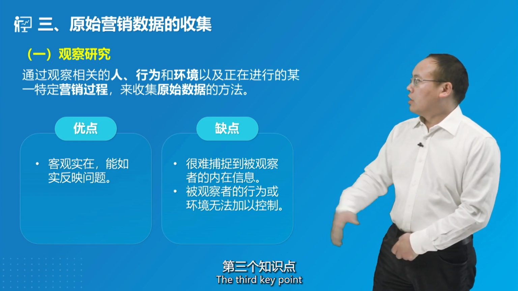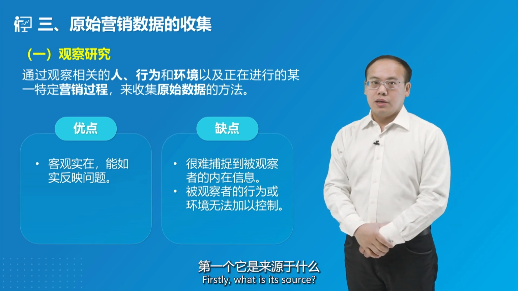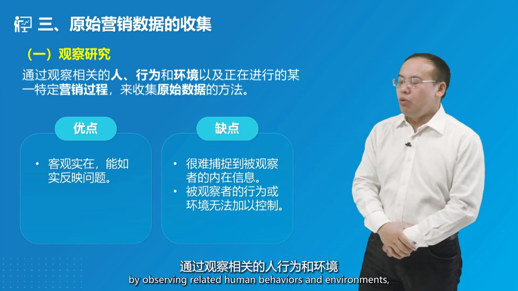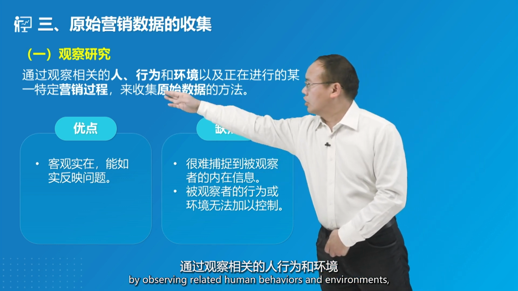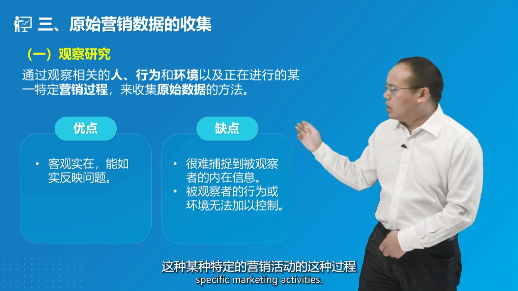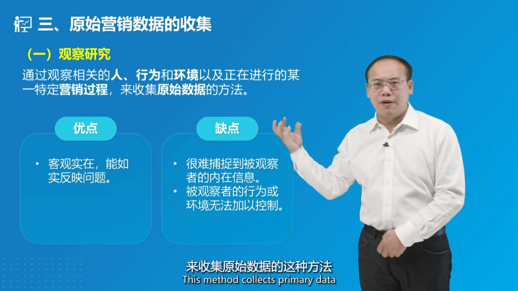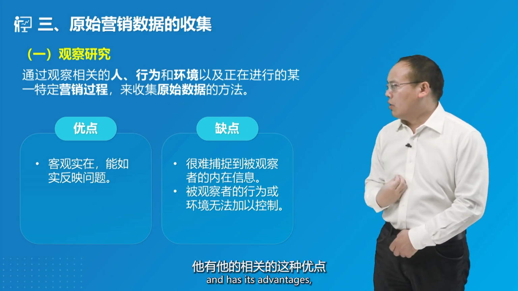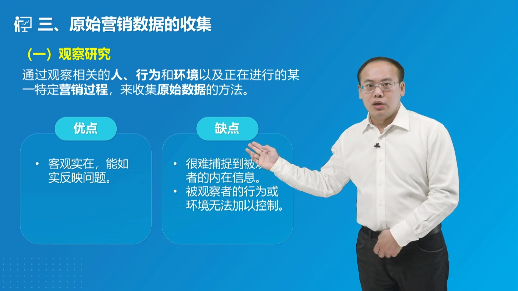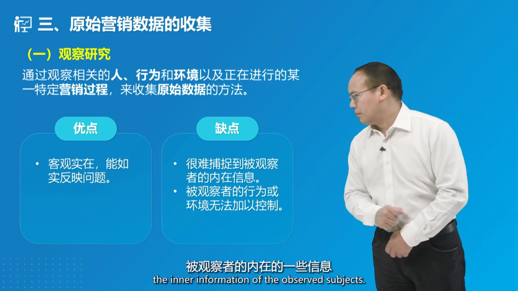The third key point is about the collection of primary marketing data. Firstly, what is its source? Observational studies, by observing related human behaviors and environments, as well as ongoing, specific marketing activities. This method collects primary data and has its advantages, but it also has its disadvantages. The disadvantage is the difficulty in capturing the inner information of the observed subjects.